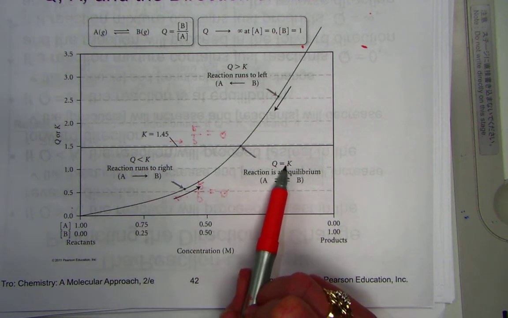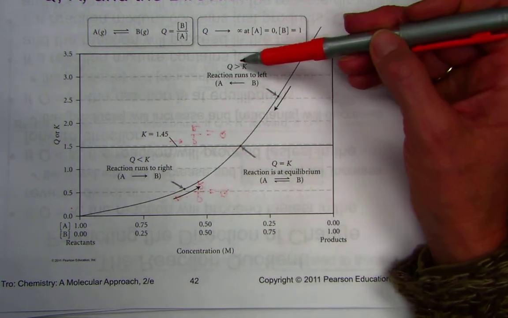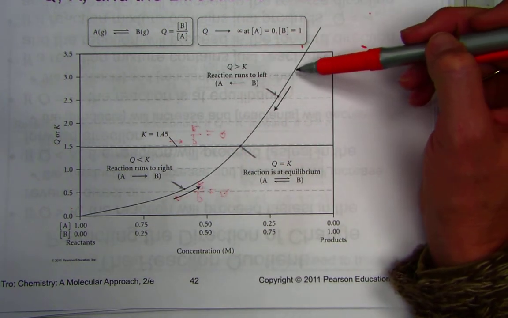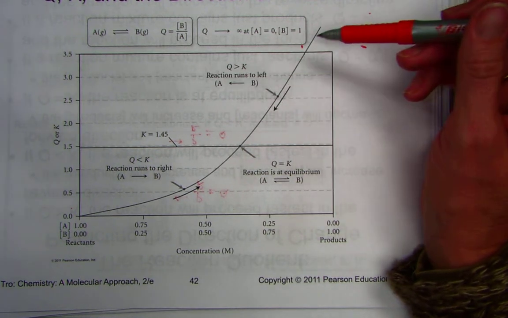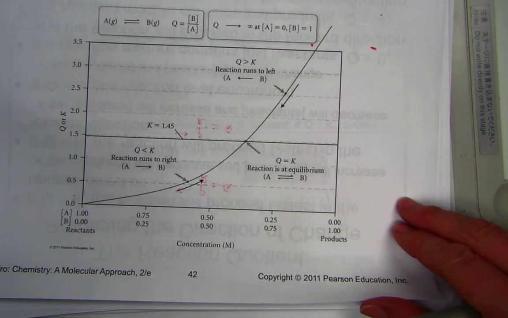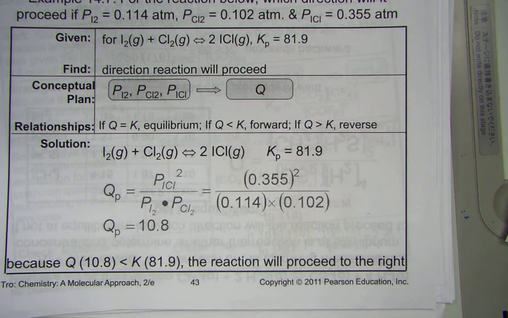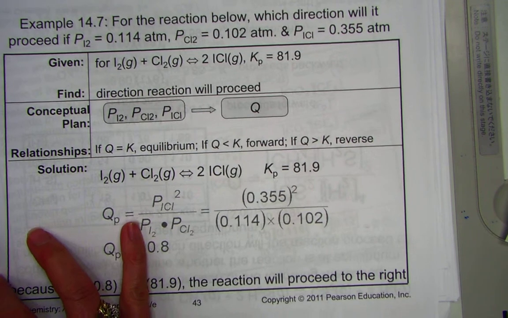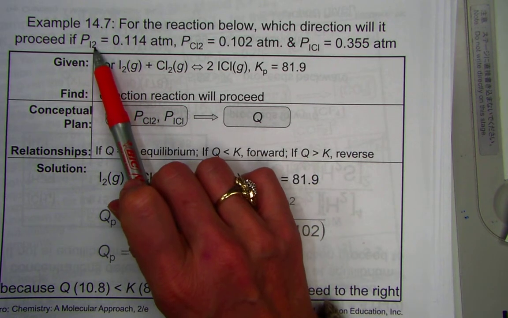If Q is equal to K, we are at equilibrium. And if Q is too big compared to K, we better use up the excess product, and it's said to head to the left where the product goes back to the reactant. Q is a number that we calculate exactly the same way. Products over reactants, coefficients become powers. We compare that number to the accepted value of equilibrium and decide if it's perfect, if it's too big, or if it's too small.